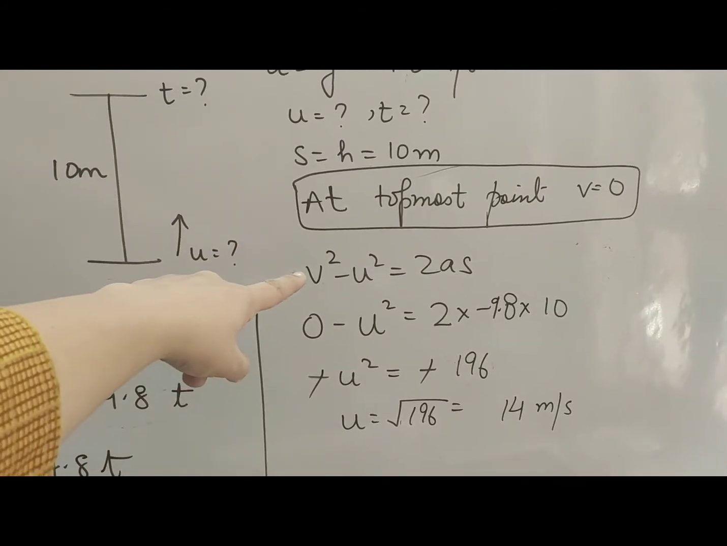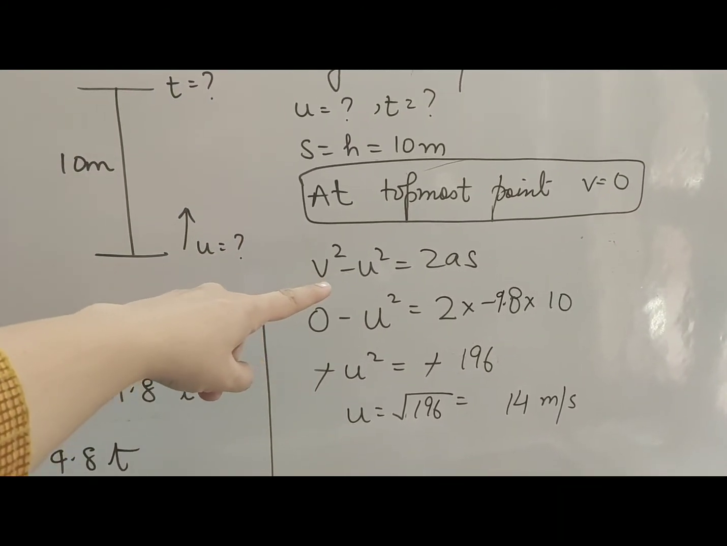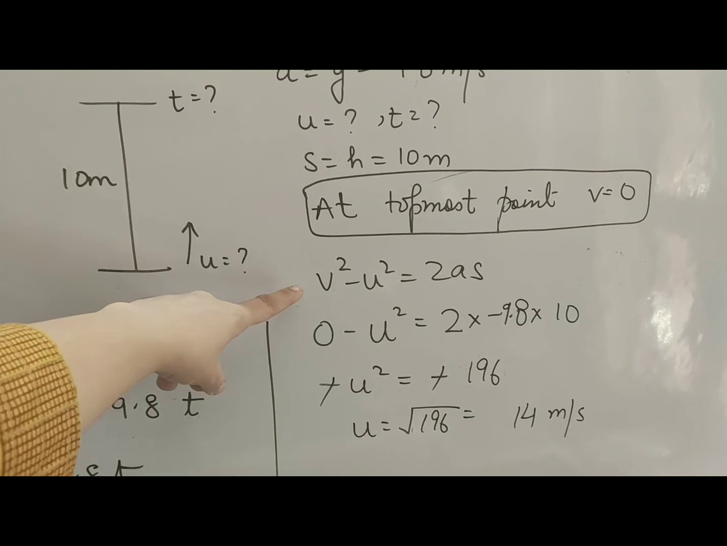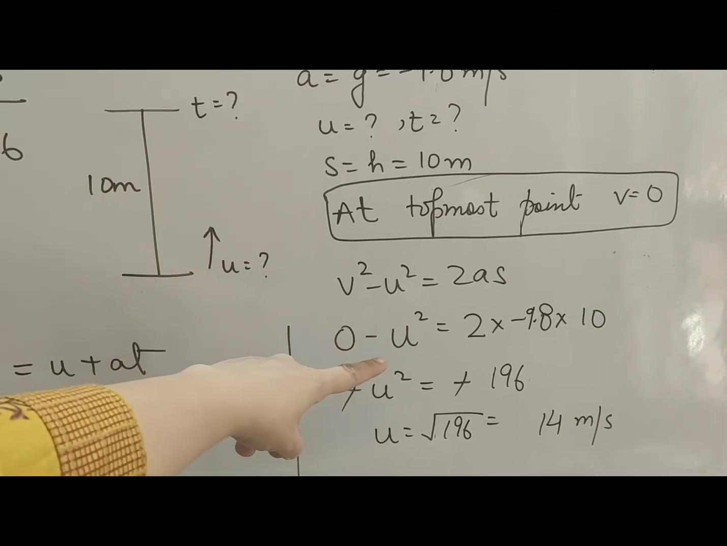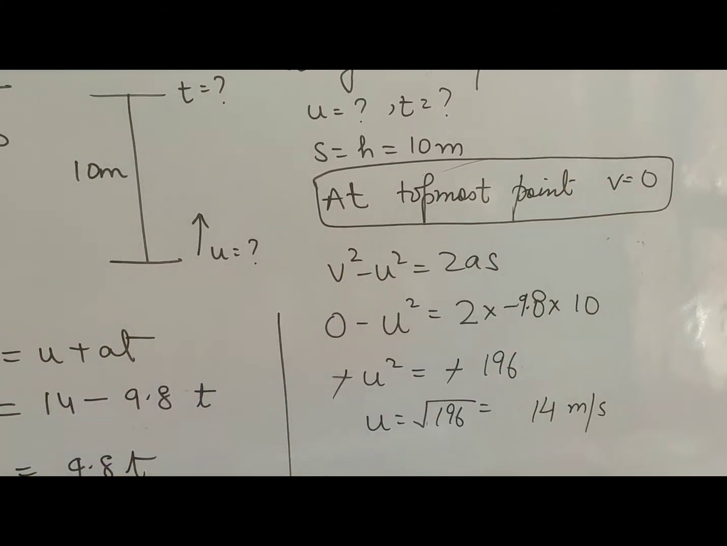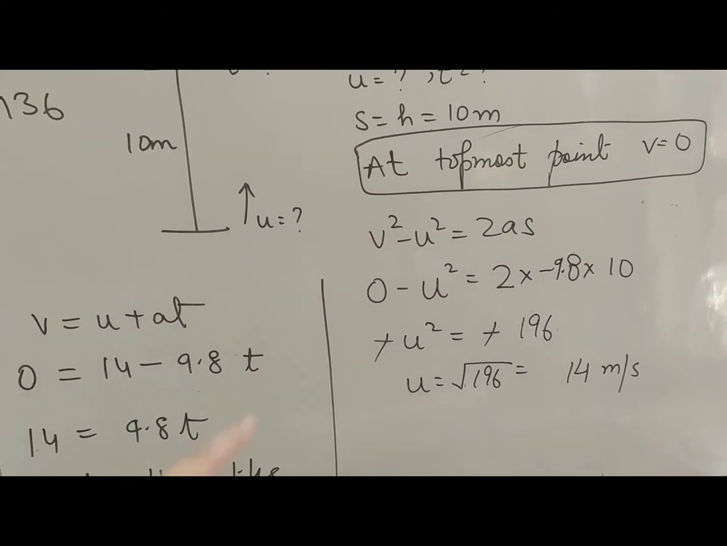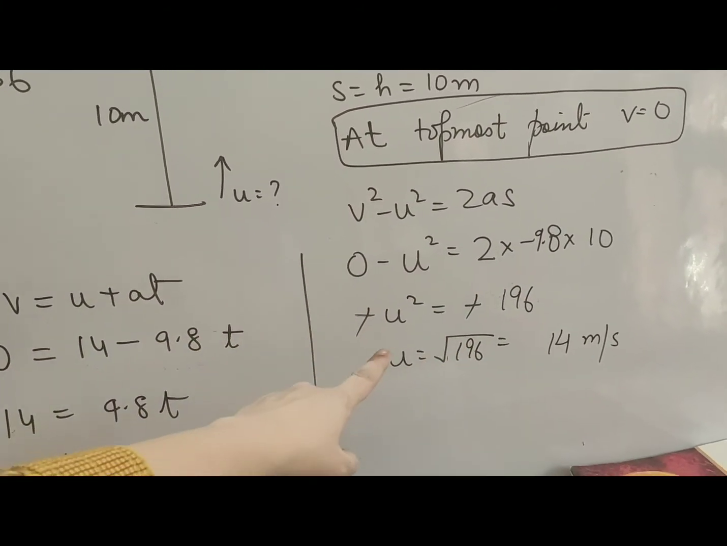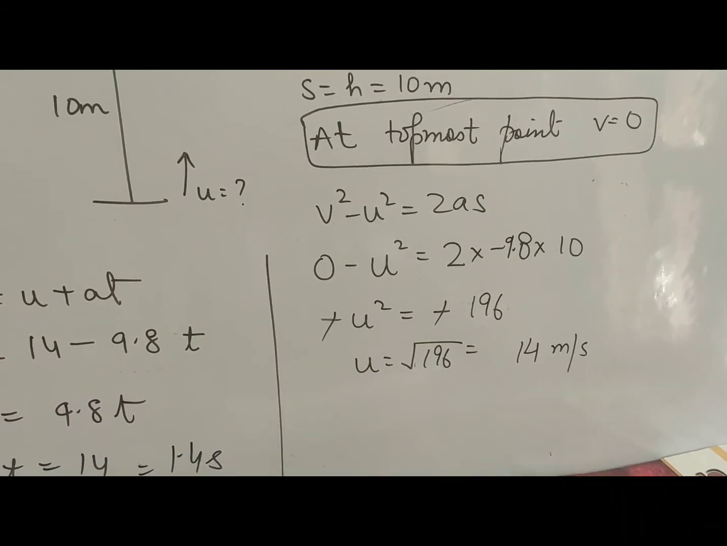Using the third equation, v square minus u square is 2as, I have substituted: at the topmost point v is 0, u is to be calculated, 2 as it is, a is minus 9.8 and displacement is 10 in the upward direction. Simplifying this equation, we get u as 14 meter per second.